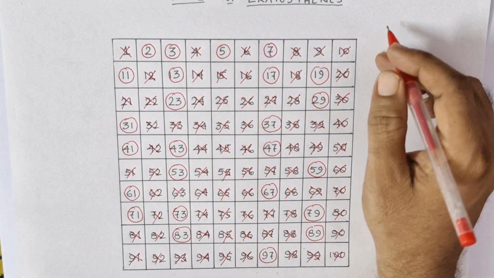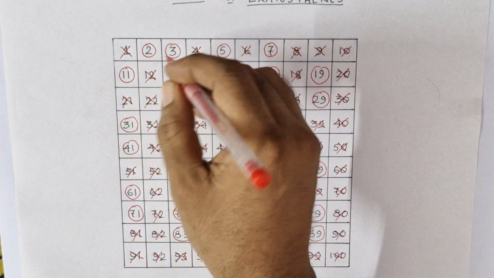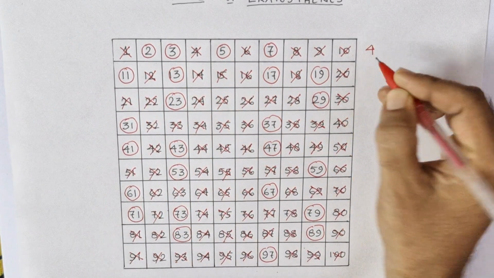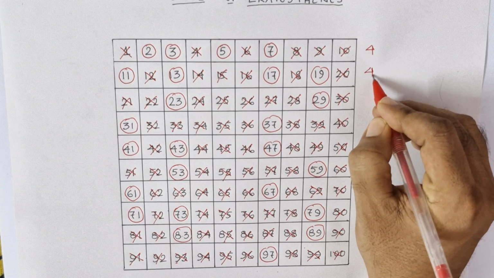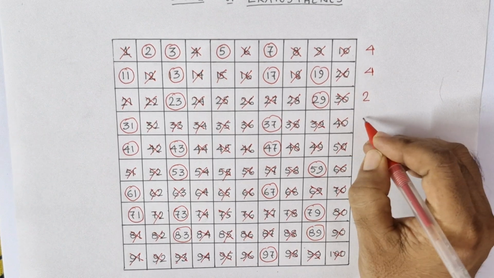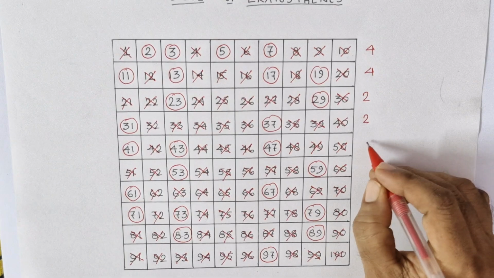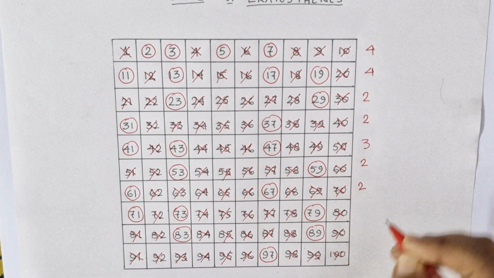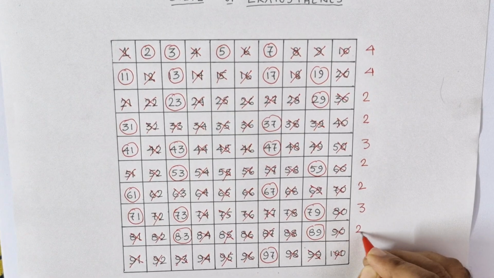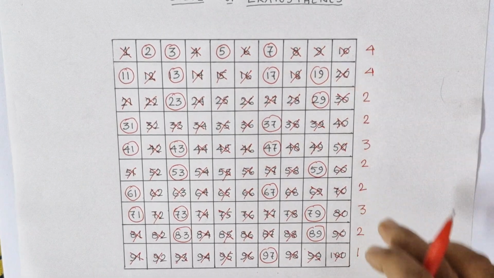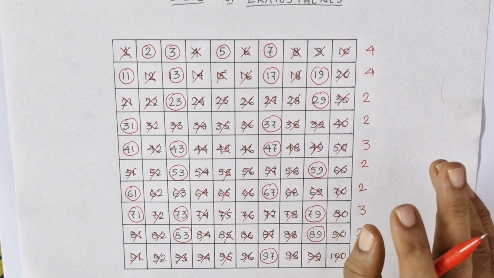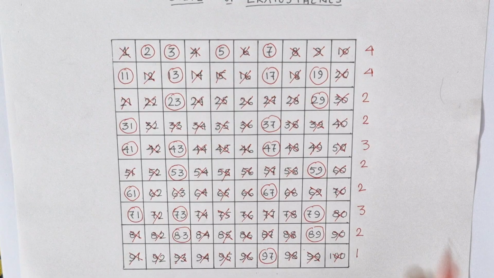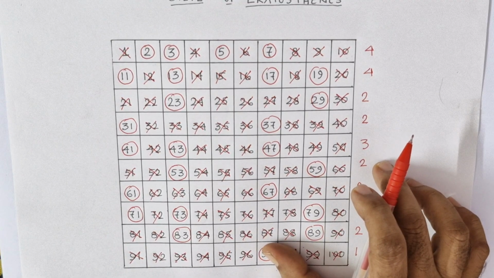Now go ahead and write down the number of prime numbers in each row. In the first row, you got 4, right? So go ahead and write 4. This is 4. This is 2. This is 2. This is 3. This is 2. This is 2. This is 3. This is 2. And this is 1. So remember this like a phone number or a cell number, right? 4422322321. So these are the number of prime numbers in each row.